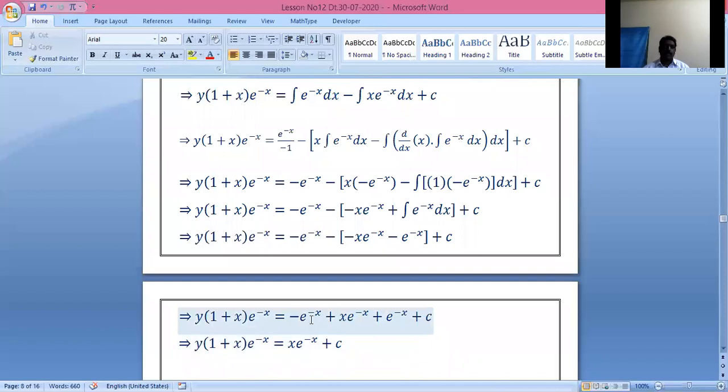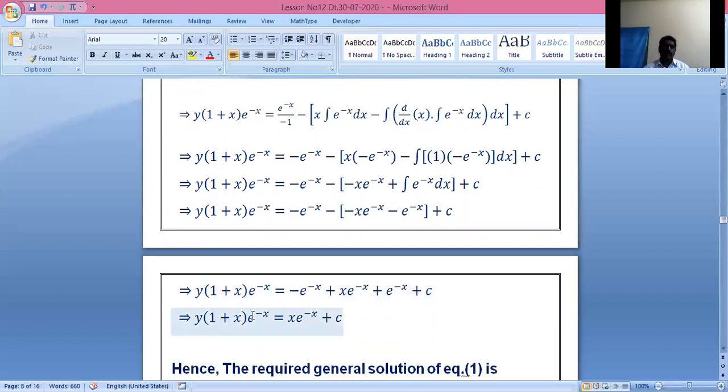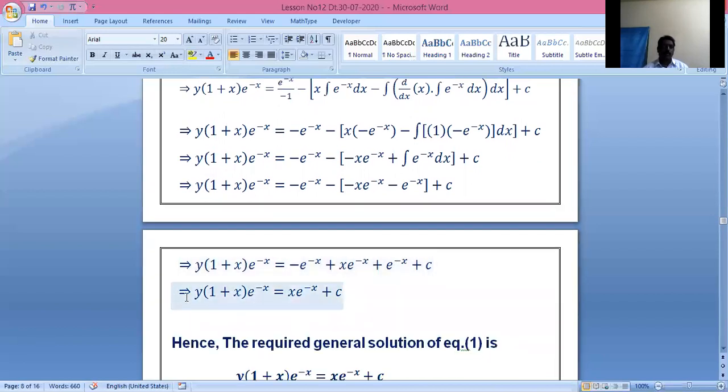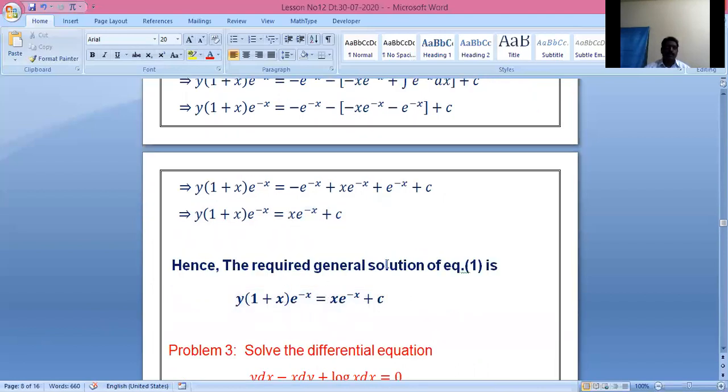Here plus e to the power of minus x and minus e to the power of minus x get cancelled. We get y into (1 plus x) into e to the power of minus x is equal to x into e to the power of minus x plus c. Hence, the required general solution of equation 1 is y into (1 plus x) into e to the power of minus x is equal to x into e to the power of minus x plus some c.